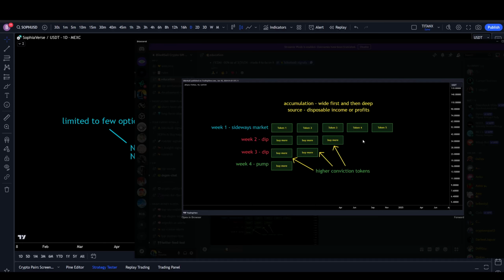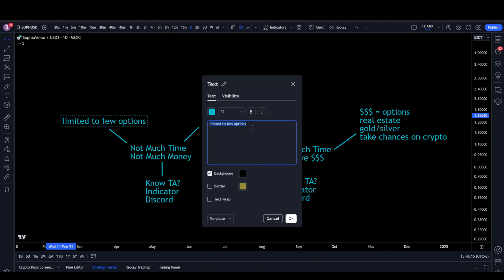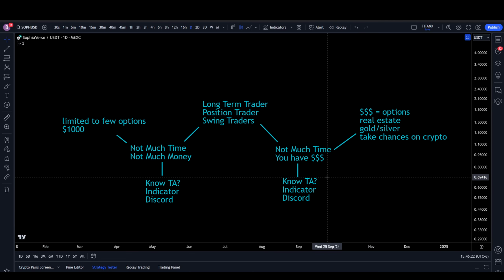This is just a way for me to show that somebody that has very few options, let's say they only have 1,000 to invest. Well, that's pretty tough. Crypto can get you there for sure if you choose wisely. If you choose something that hasn't moved much, right?